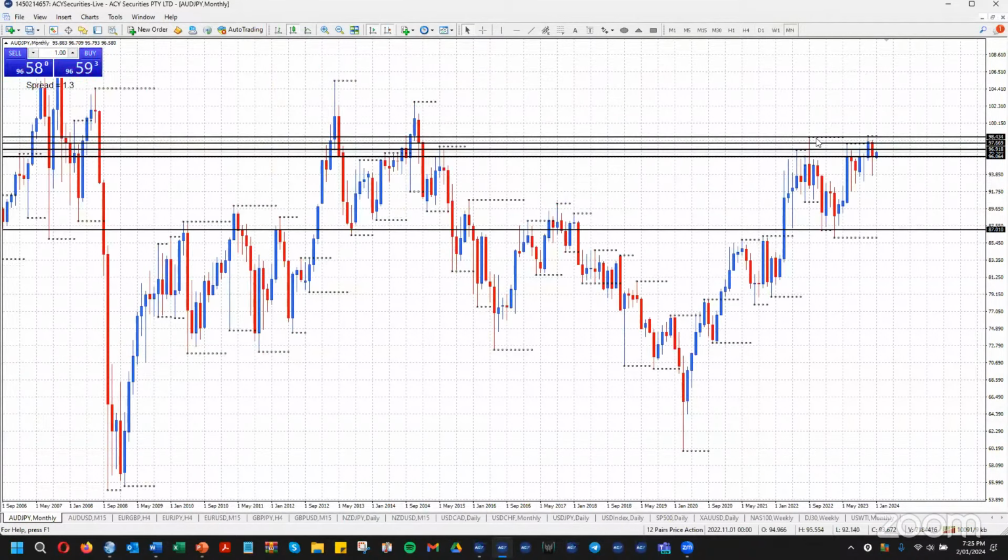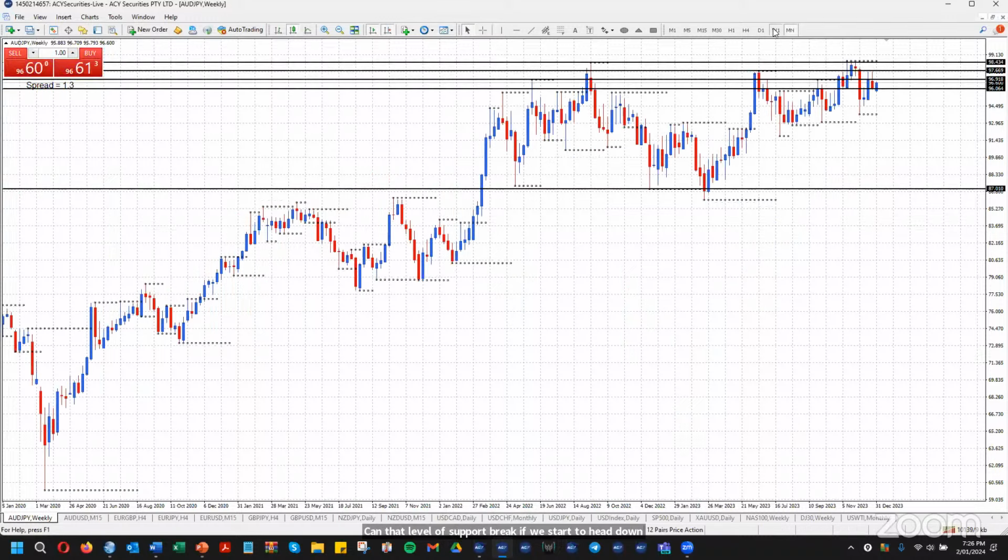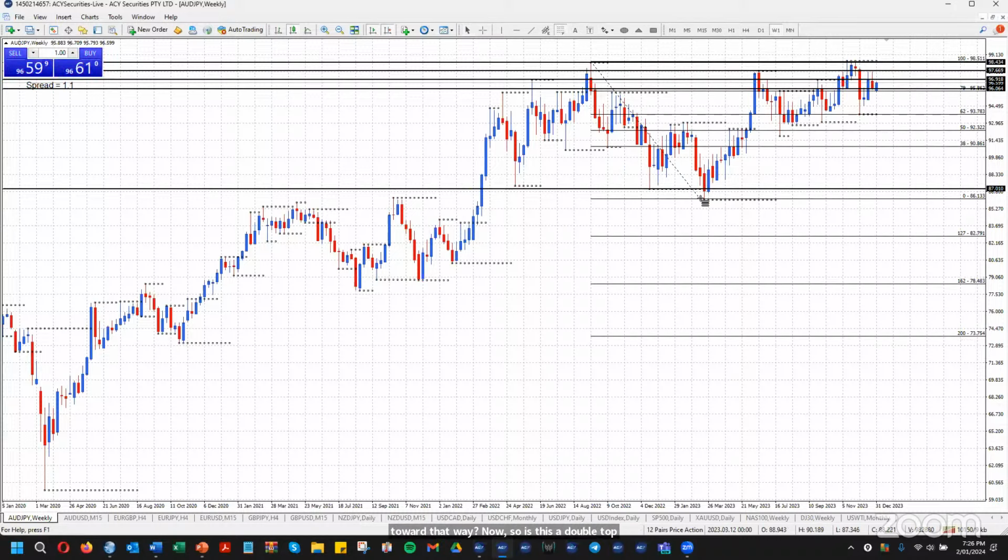All right, so I've been discussing whether this is going to be a monthly double top. So we did sell down last month. If we're failing up here, then the most immediate target, if we're getting a big pattern forming, would be down to support. Can that level of support break if we start to head down that way? So is this a double top? Could we have a double top price rejection? That's 73.67. It's a long way away, and we need to see a breakdown in price.